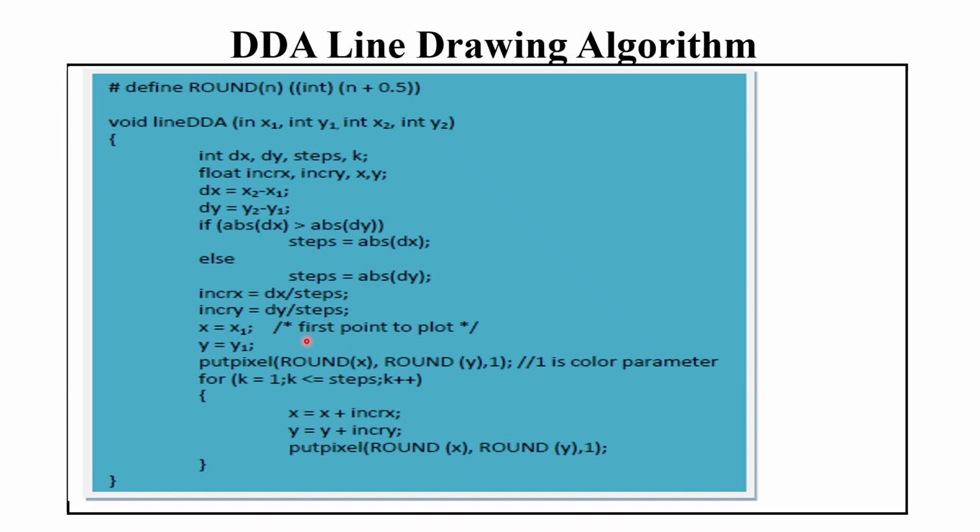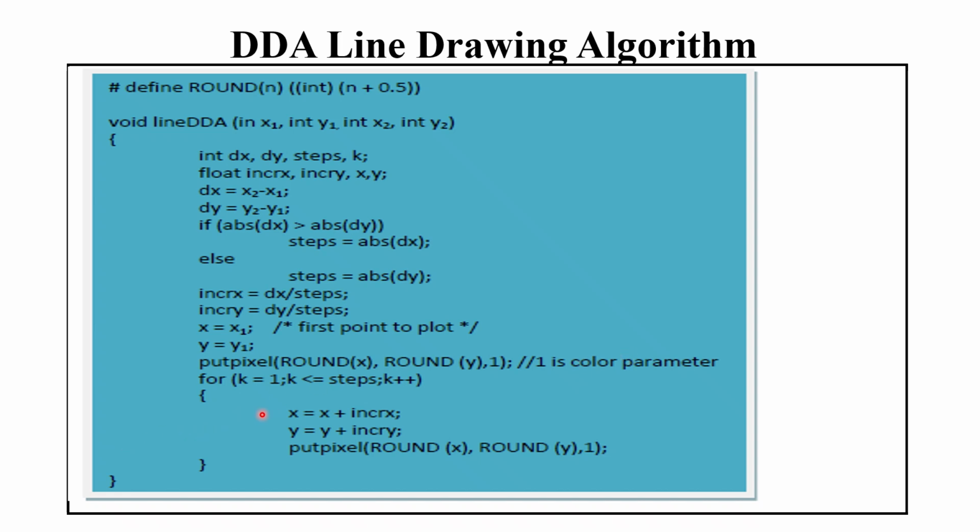So initially our first point x1 will be taken as x and y1 will be taken as y. Every time we will finalize the next point by using this round off function, round off x, round off y. So if we get above 0.5, we will be rounding it to the next digit number, right? So if it is 1.5, it will be rounded as 2. If this is 3.5, it will be rounded as 4. So that rounding off function will be done. And the third parameter 1 is the color parameter. So we are not bothered about that.